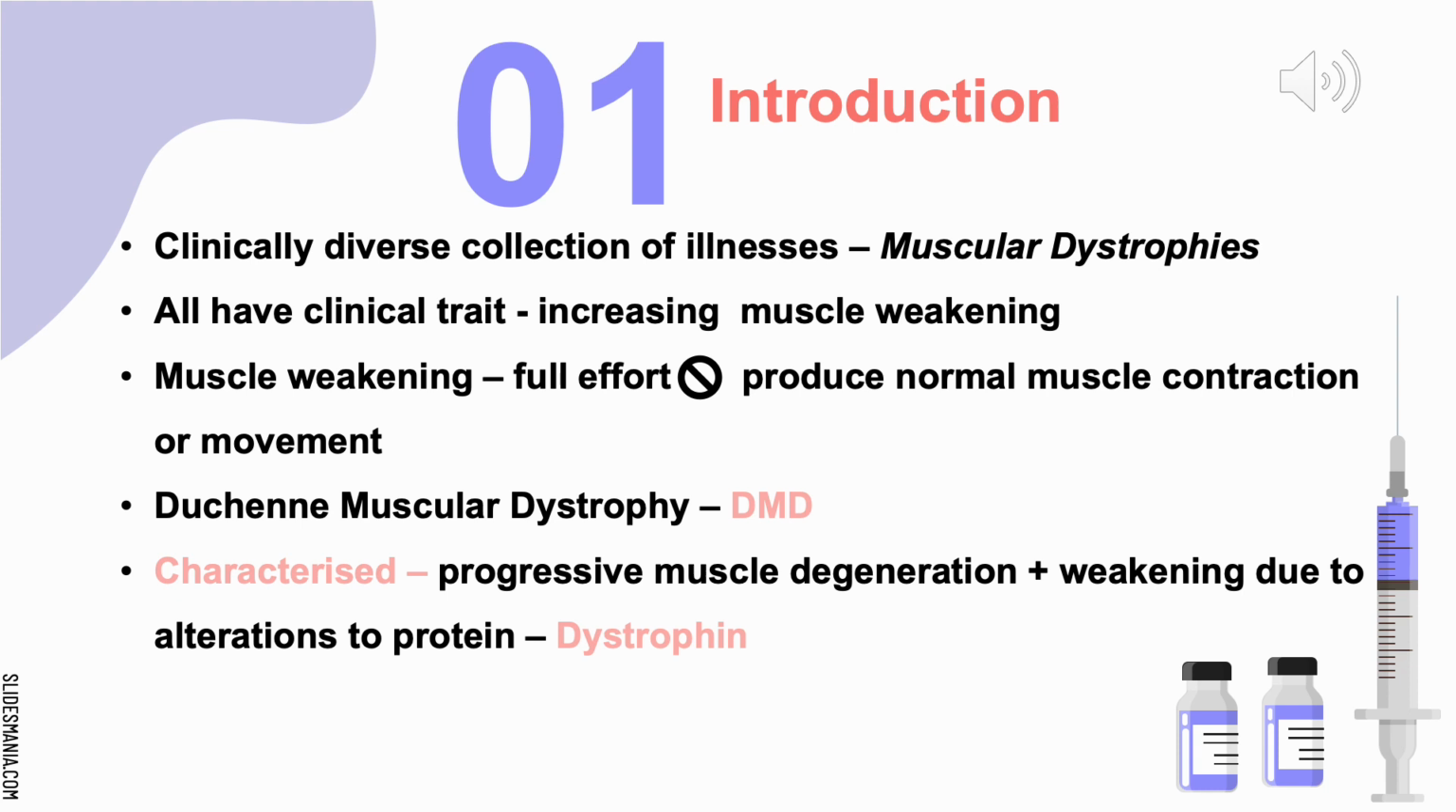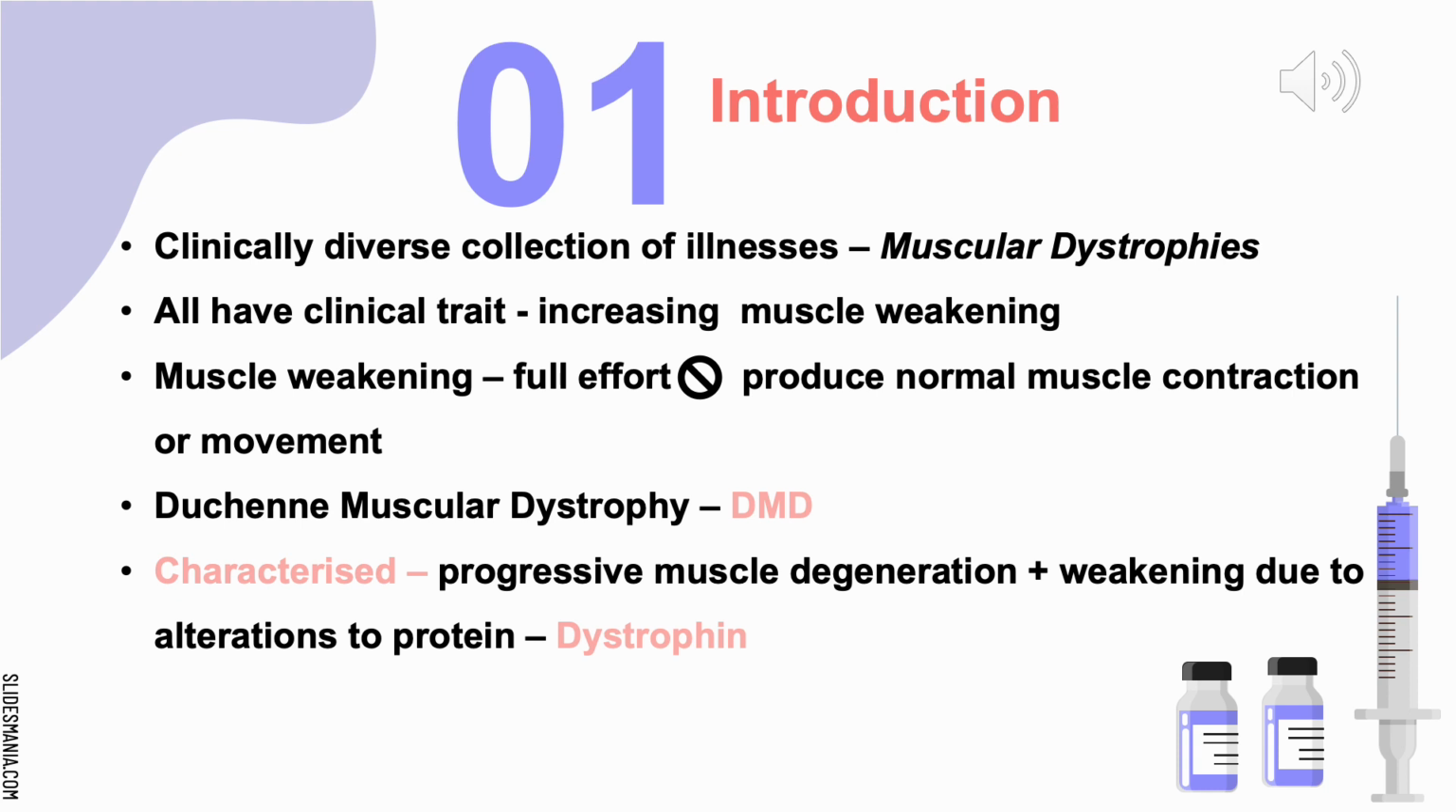Duchenne muscular dystrophy, commonly referred to as DMD, is one of the most severe forms of muscular dystrophy. It mostly affects boys, while it can also impact girls in extremely rare circumstances. The girls are usually the carriers of the gene.